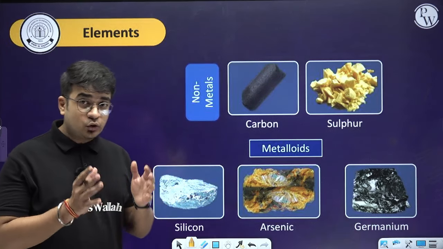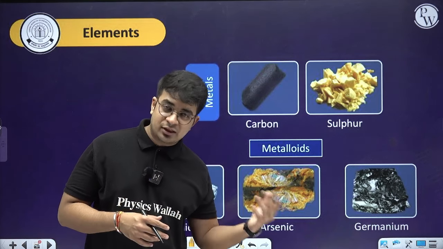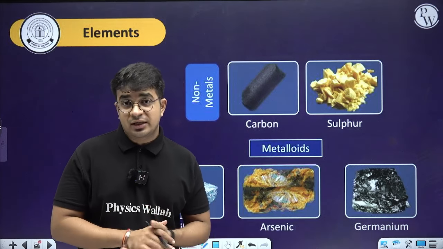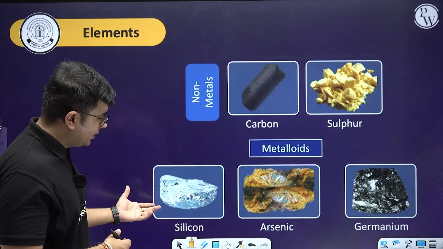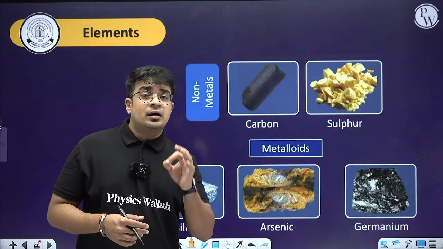Metalloids, basically those elements which have properties in between metals as well as non-metals, which show certain properties of metal and certain properties of non-metals. Those are actually known as metalloids, and in that case we again have different types of examples. Mainly we have silicon, arsenic, germanium, we have antimony.